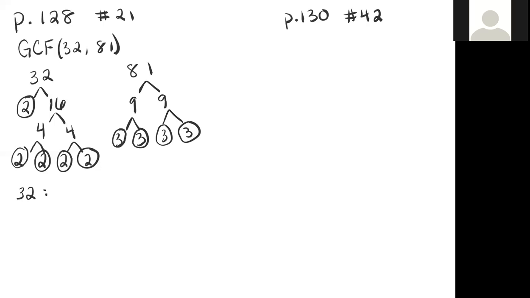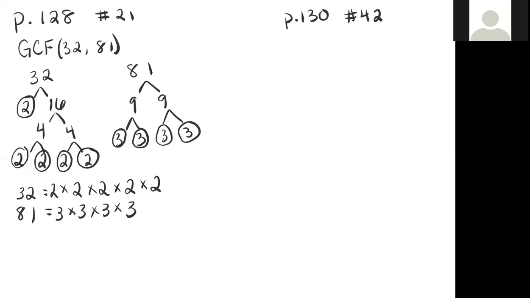So for 32, I want to make sure that I get all of those 2's. So I've got 2 times 2 times 2 times 2 times 2. I should have 5 2's there, because when I multiply 2 times 2, I get 4. 4 times 2 is 8. 8 times 2 is 16. 16 times 2 gets me 32. So when I multiply all those 2's together, I get 32. All right, we do the same thing for 81. 3 times 3 times 3 times 3.